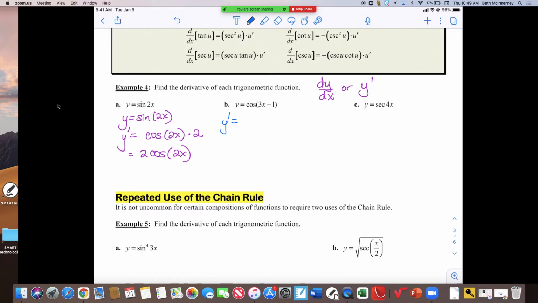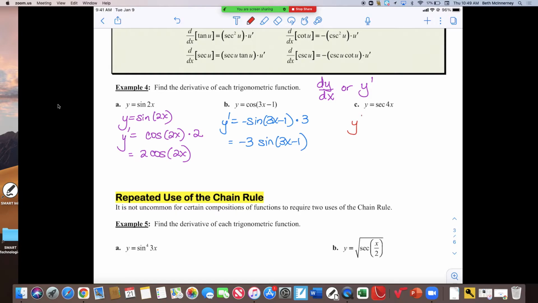All right, what is the derivative of cosine? Nice job. Negative sine. I leave the inside alone, and then the chain rule says take the derivative of the inside. So that's negative 3 sine(3x minus 1). Make sure you do have parentheses there.